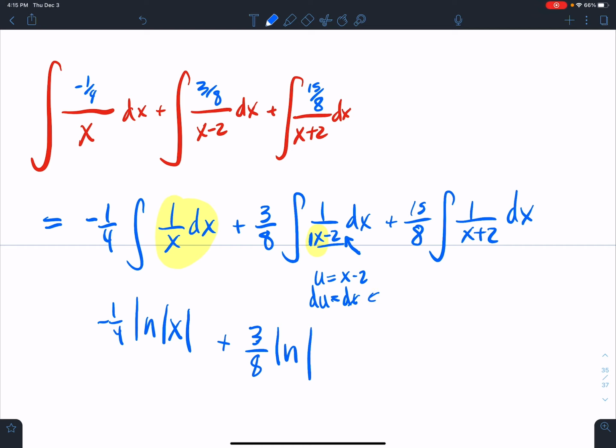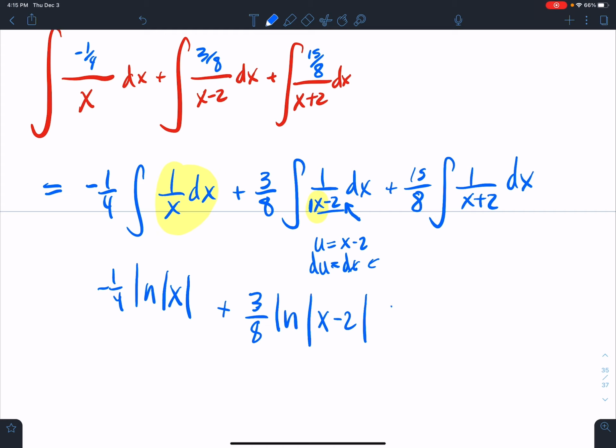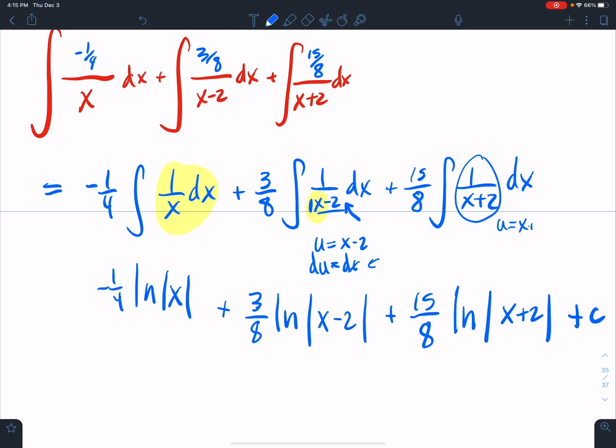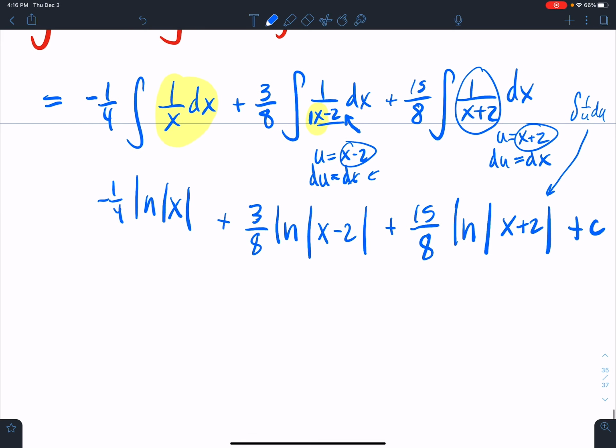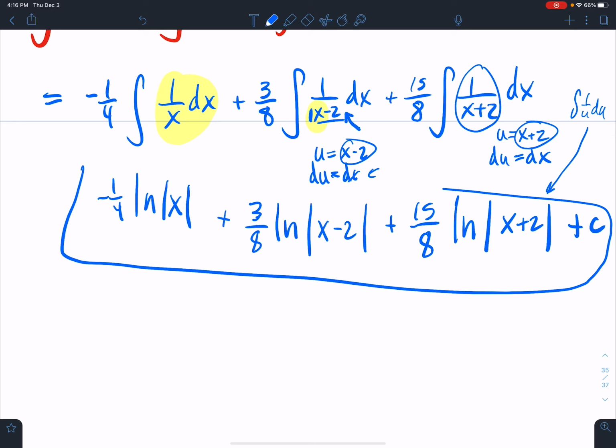Okay, so absolute value x minus 2 there in my natural log, and then the last one, 15 over 8, and then integral of 1 over x plus 2 is the natural log, absolute value x plus 2 here, plus c. Same thing here, you could do a u-sub if you're still not comfortable with that, and du is dx. And when you follow through with the u-sub, you're integrating 1 over u du, which you know to be ln absolute value u, but u is x plus 2. Just like that's x plus or minus 2. So here you've got your answer.